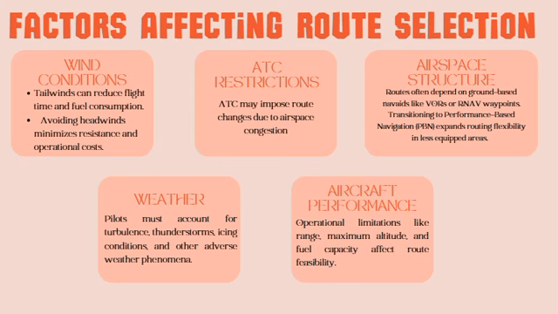Now let's see some factors affecting route selection. Wind conditions. High altitude winds like the jet stream can be advantageous if they align with the flight direction as tailwinds, significantly reducing fuel burn and flight time. Conversely, strong headwinds can increase resistance, requiring route adjustments. Also, crosswinds affect stability and fuel efficiency, especially during approach and departure, prompting consideration in route selection.